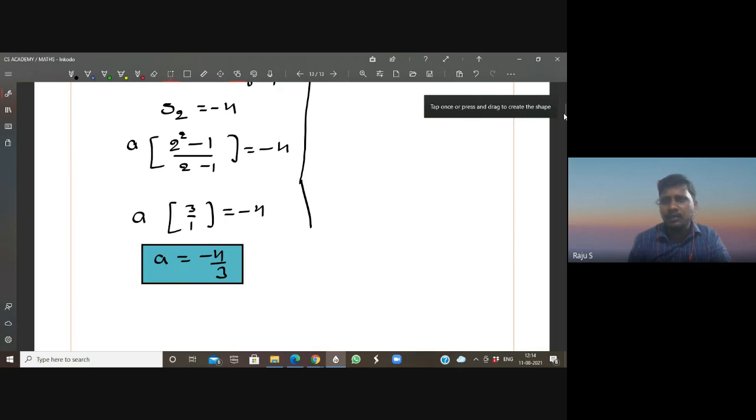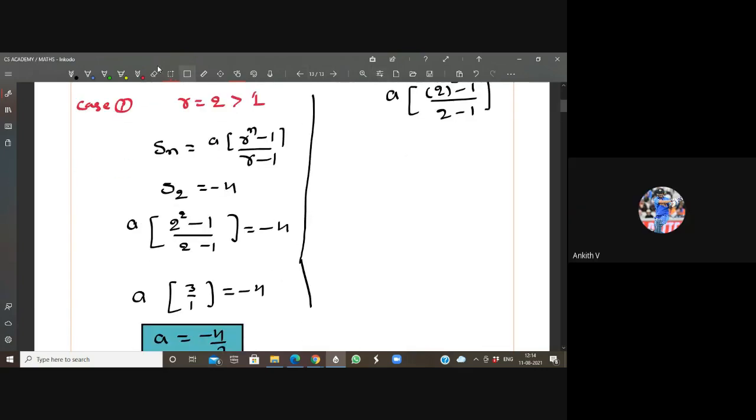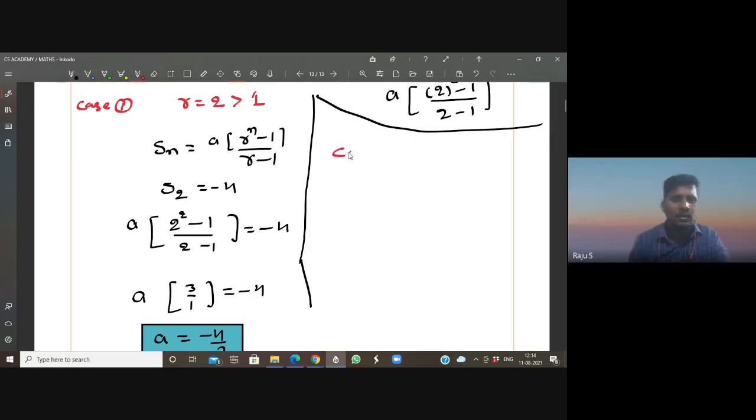Now, in the same way, in case 2. Case 2, I want to take here. In case 2, R is minus 2. Minus 2 is lesser than 1. Whenever it is lesser than 1, we know that the Sn formula is a into 1 minus R power n by 1 minus R.